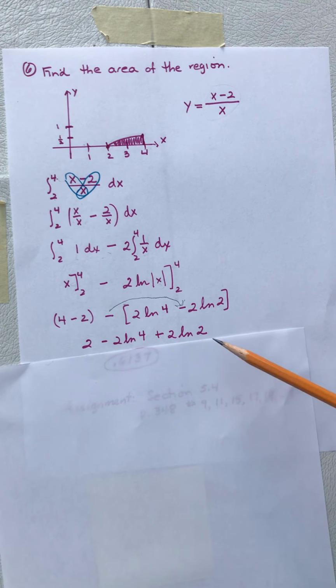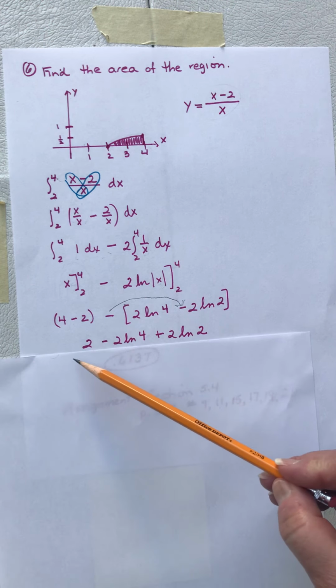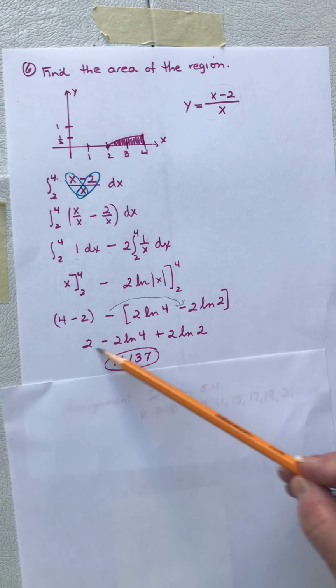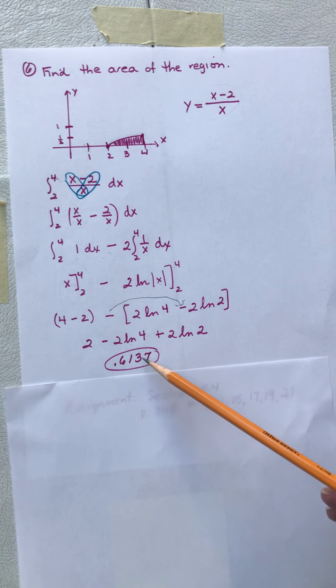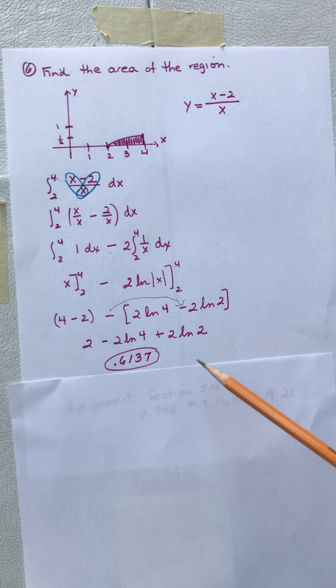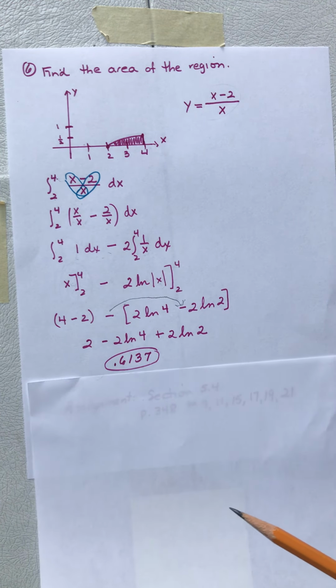And I did give you one like this for homework. And I do believe that the back of the book just puts this in decimal form. So you can just plug this into your calculator and it works out to 0.6137, or 6,137 10,000ths. And that's square units for that region, the area of that region.